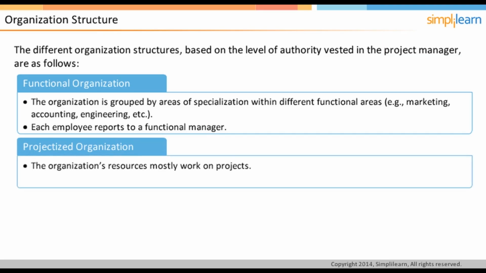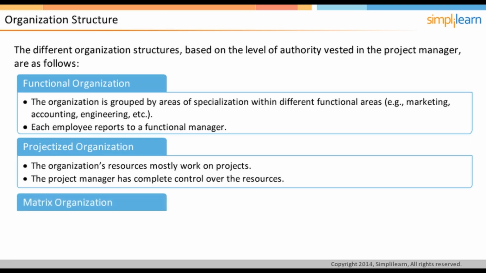The organization's resources mostly work on projects. Team members report to a project manager. The project manager has complete control over the resources. When the project is completed, either they move on to another project or they look for some job outside the company. They do not have a department for themselves.